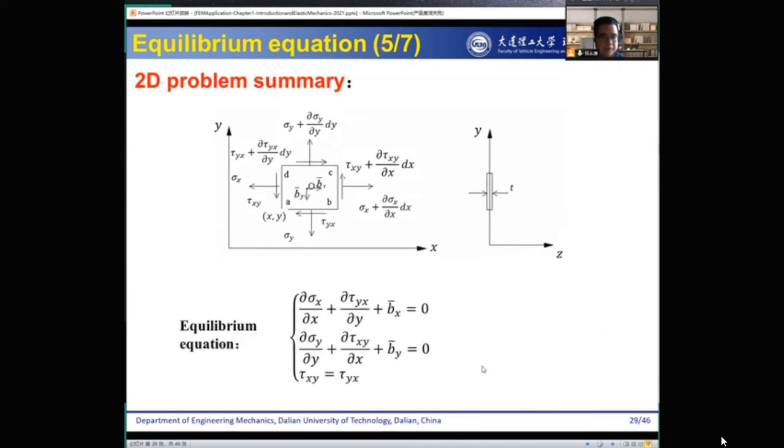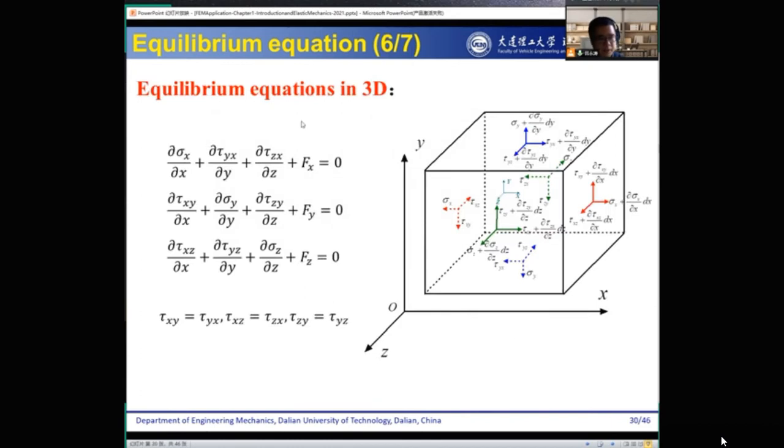Okay, so in summary, the equilibrium equations for 2D problems are those three equations. We should be very familiar with them. This is very important, and it is the basis for solving the finite element method, for finite element analysis. And for 3D problems, we have those equations here.